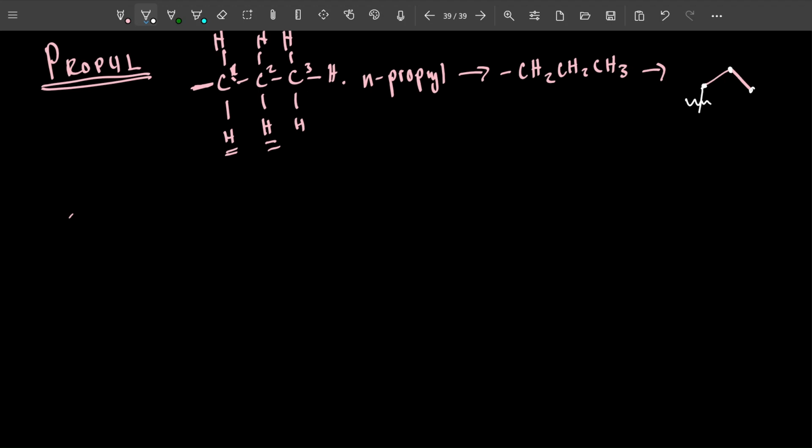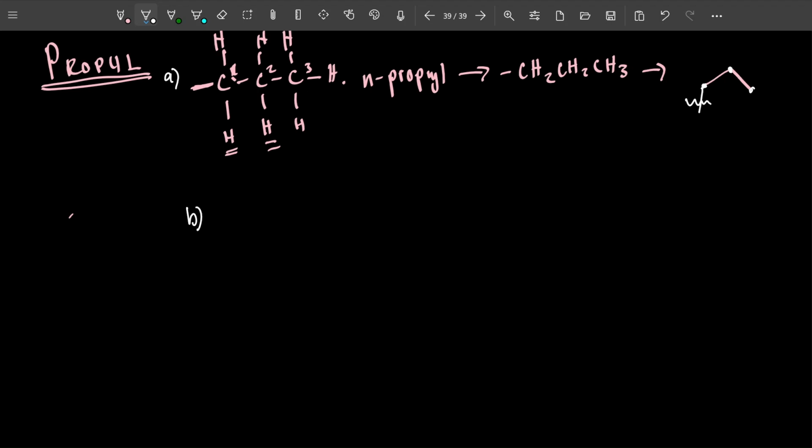Now the second one is going to be isopropyl. It's still a part of a propyl. This is the normal one, then B will be isopropyl. What would it be like? Well, with isopropyl, your attachment would be on a secondary carbon, so the middle carbon, right?